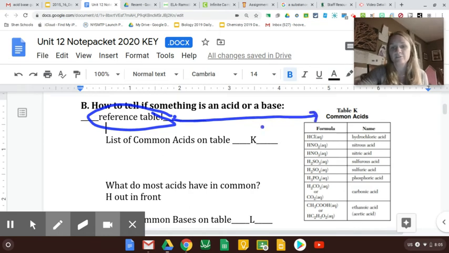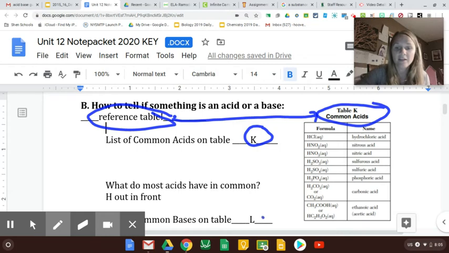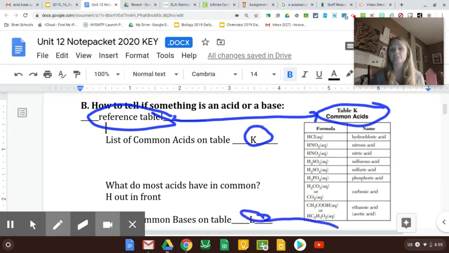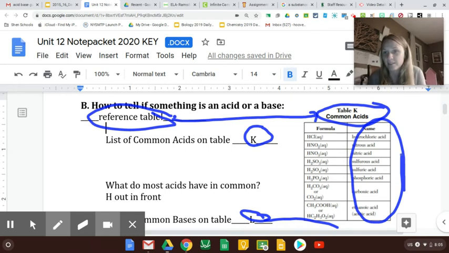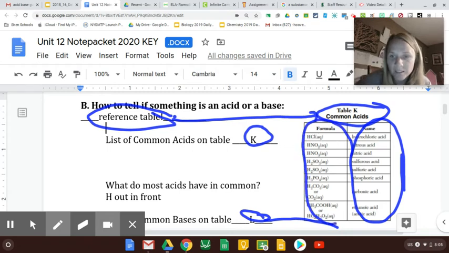Reference table K is just a list of common acids, and reference table L is just a list of common bases. So the first thing you can do is look them up. And if you look at their names, they always end in acid. So if you were holding a bottle of chemical and it had the name on it, it should say acid. If all you had was the formula, take a look at these formulas.